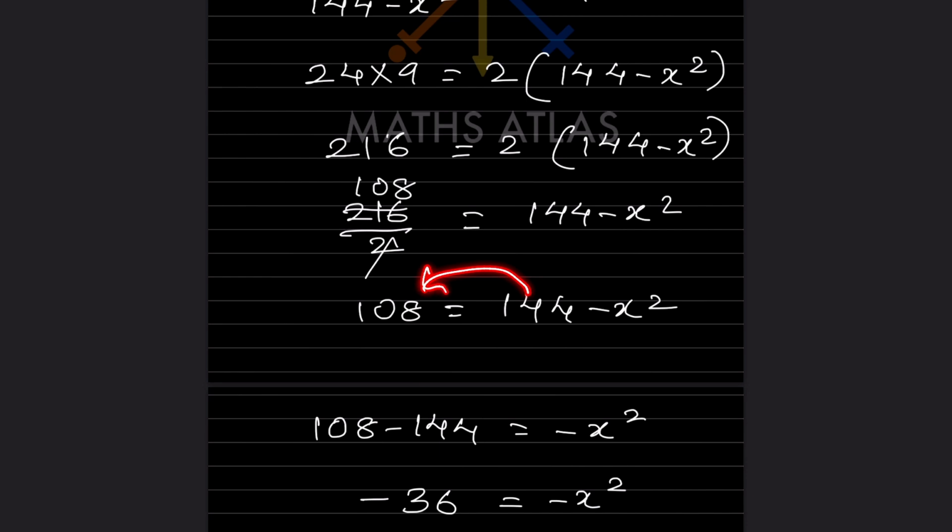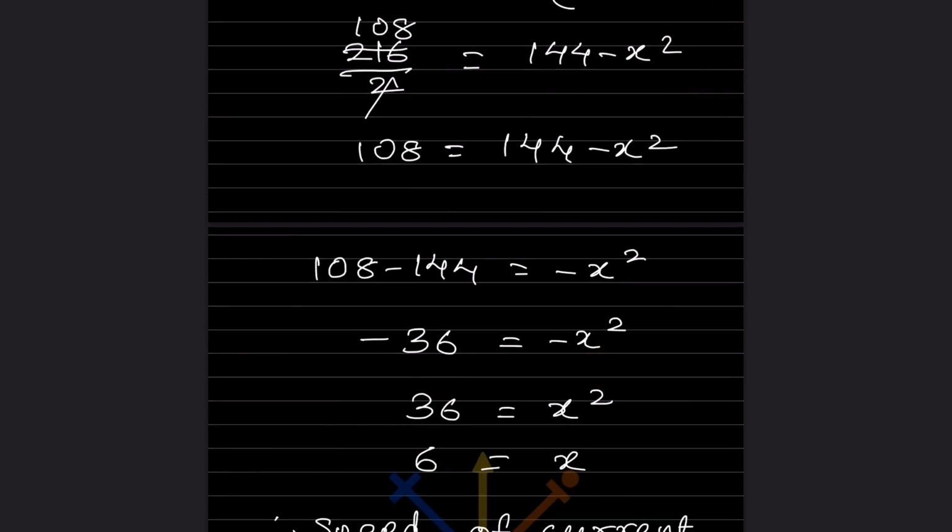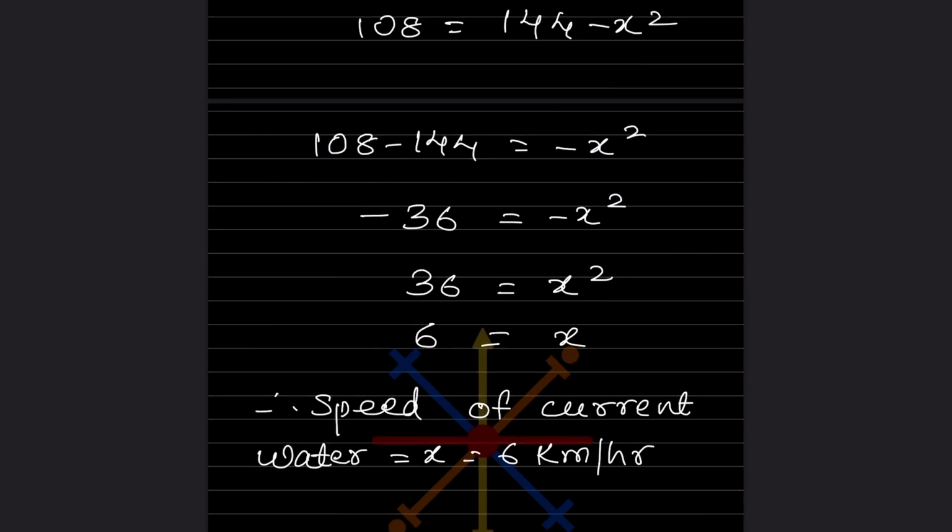When you take this over here, this is going to be x square. So minus 144 plus 108, that is going to be minus 36 is minus x square. So both the places that is minus means it will become plus. So 36 is x square. So when you take the square root of this one, x is 6. So that is what is considered x as the speed of current water, that is 6 kilometer per hour.